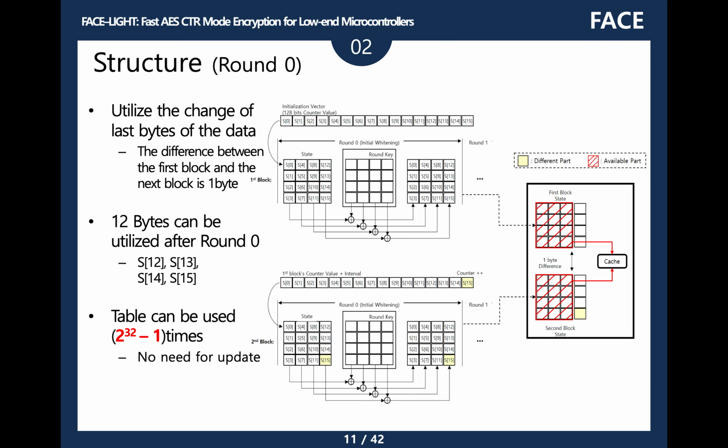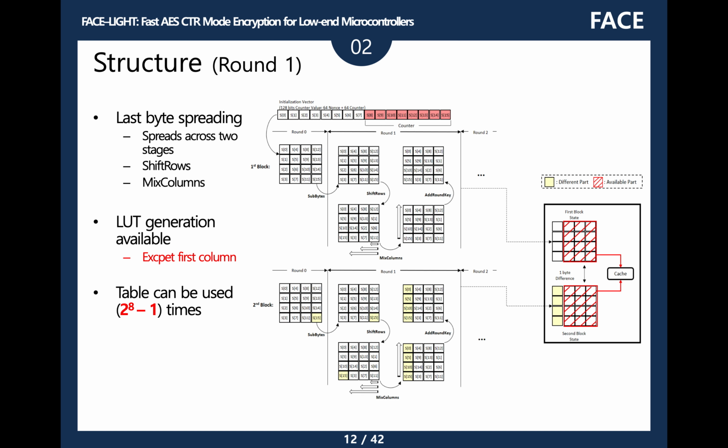In round 0, except the last column, which contains the last byte of the counter value, the rest of the values, which are these 3 columns, will be repeated in the block operation. So these values will remain the same until the counter value increases up to 2 to the 32nd power and can be reused until then. After the 2 to the 32nd power block, the carry occurs on S11, thus we need to make an update on the lookup table.